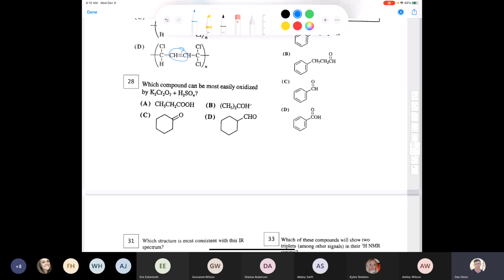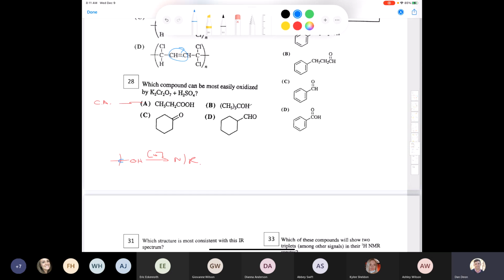Anyhow, number 28 just deals with some oxidation conditions. Which compound can most easily be oxidized by potassium dichromate and sulfuric acid? This is just a way of making chromium-6, which is a strong oxidizing agent. Well, the first one, A, is a carboxylic acid, so that's not going to be further oxidized. The next one is tert-butyl alcohol. You can't oxidize a tertiary alcohol, can you? If you try to oxidize a tertiary alcohol, you're going to get no reaction. Why? Because the carbinol carbon does not have a hydrogen directly attached to it.